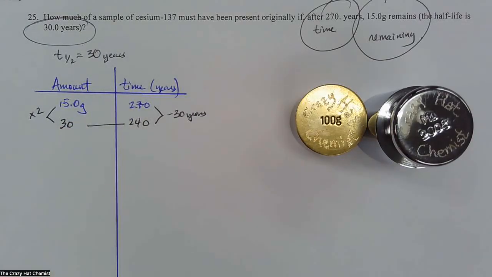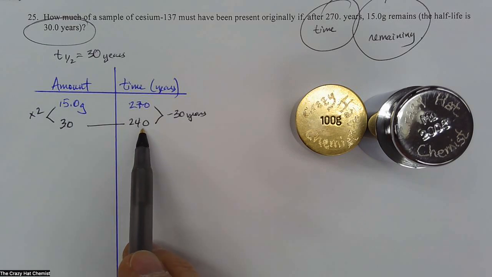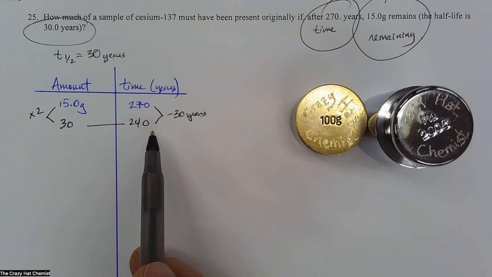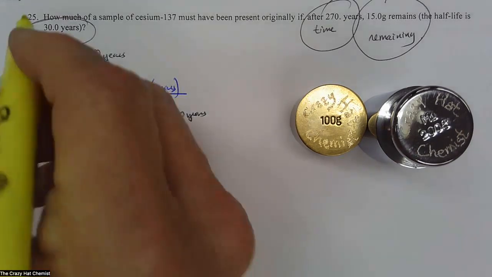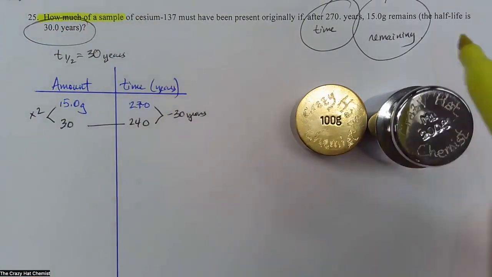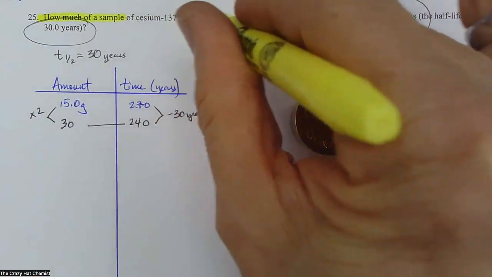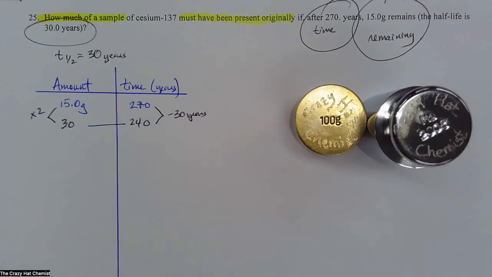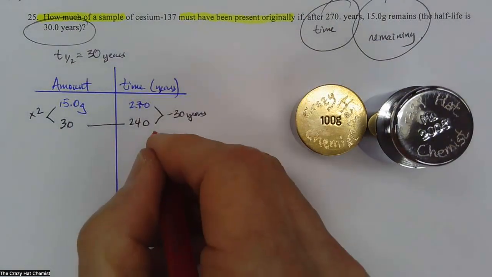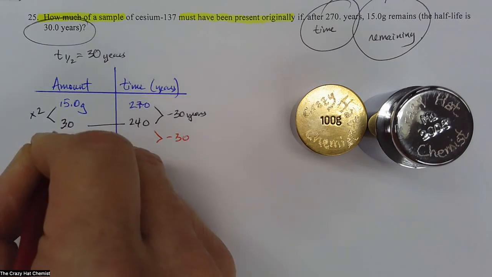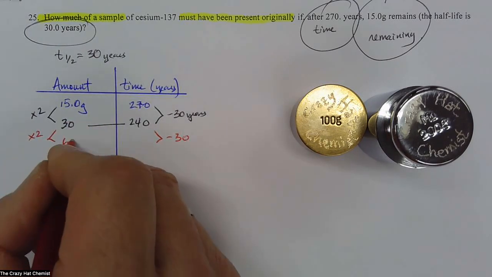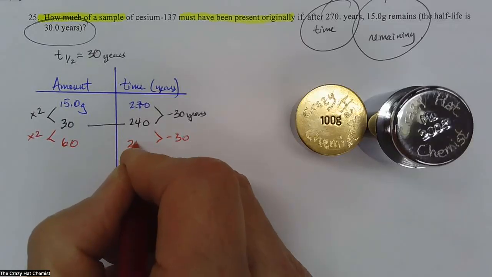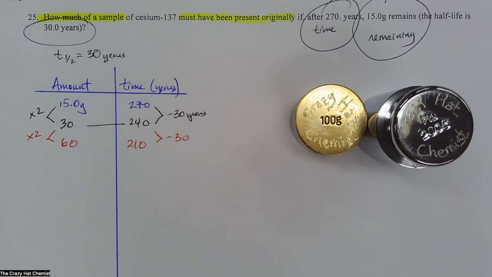So, well, we need to get to the point where we get to 0 years is what we're trying to figure out. So how much was originally present? That's what we're looking for. How much of a sample must have been originally present. That's what we're looking for. So let's go for the next one. That's minus 30 years and multiplying by 2. So we should get 60 and 210 respectively on both of those.